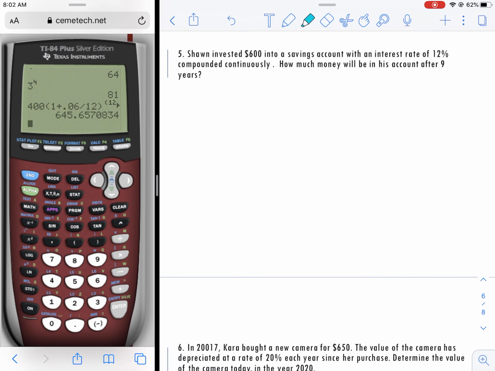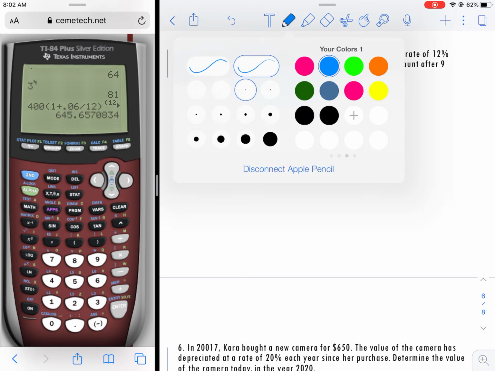Okay, next one. Sean invested $600 into a savings account with an interest rate of 12%, compounded continuously. Some of you are having trouble with the continuous formula, so I want to review that. How much money will be in his account after 9 years? When you read that word continuously, you're going to use what's called the PERT formula. The reason we call it the PERT formula is because it says A equals P times E to the RT power.